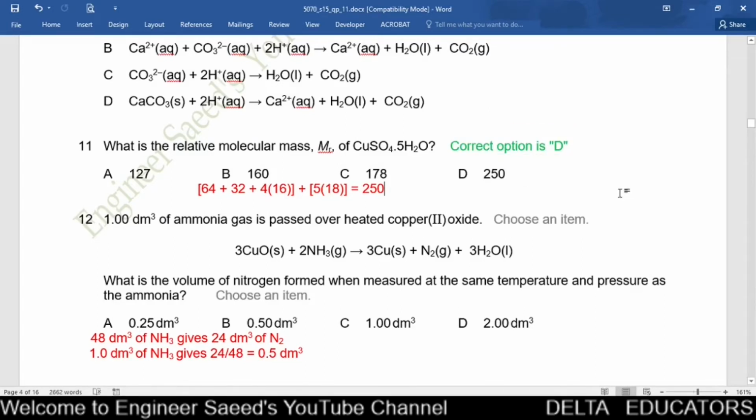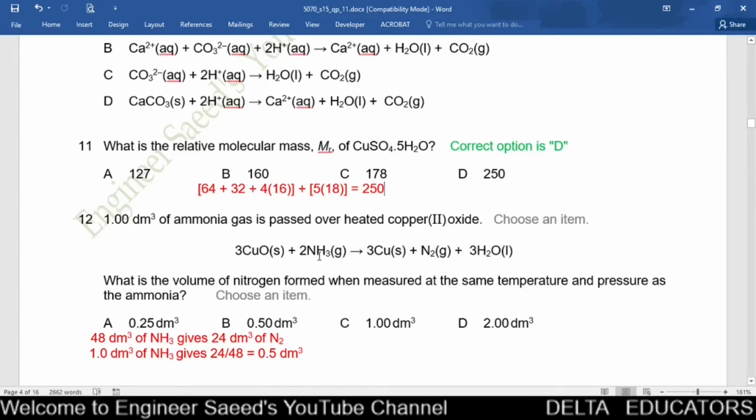Question number 12. 1 decimeter cube of ammonia gas is passed over heated copper oxide. What is the volume of nitrogen formed when measured at the same temperature and pressure as the ammonia? To find the volume of nitrogen, we will take help of molar volume. What is molar volume? According to molar volume, 1 mole of any gas at room temperature and pressure occupies 24 decimeter cube.